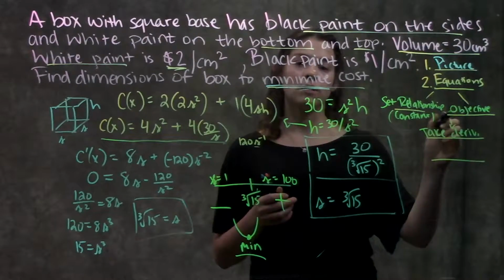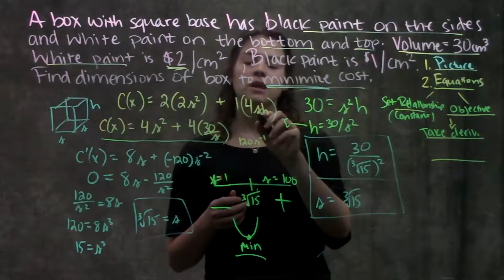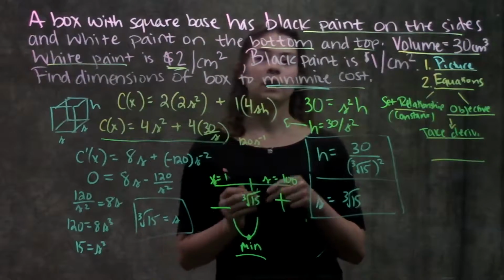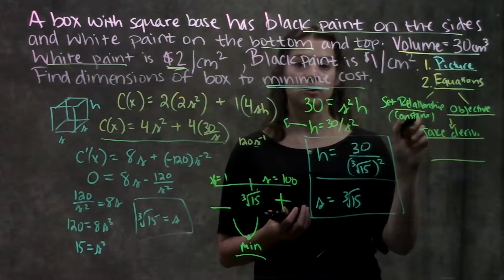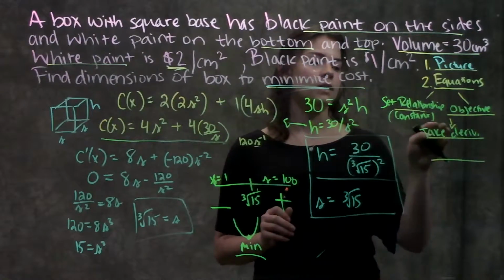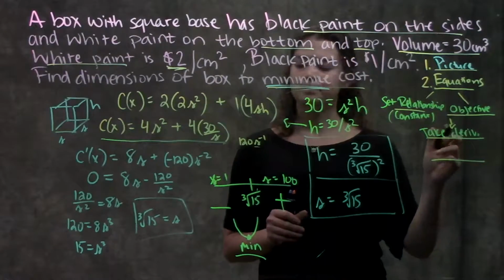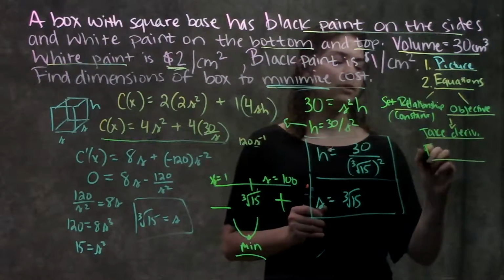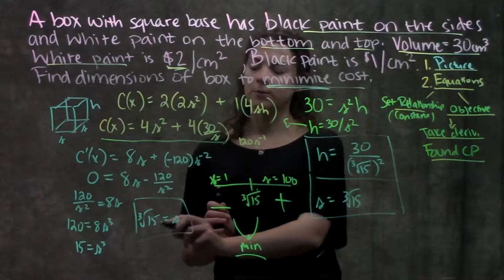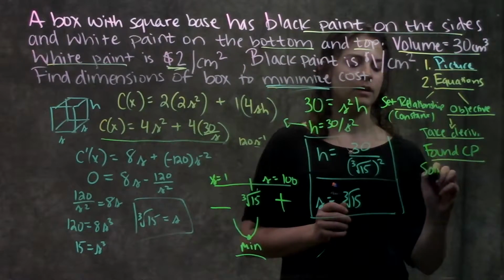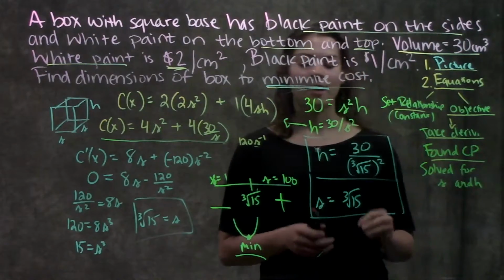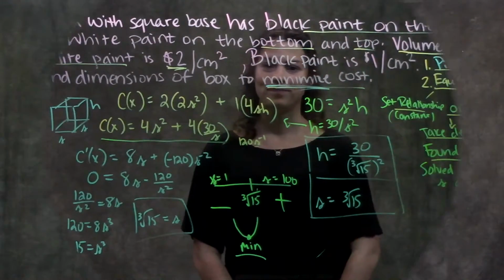But in order to take the derivative, we first needed to solve for one of our variables so we could get rid of it and have an equation in terms of only two variables. In order to do that, we needed our set relationship equation, or our constant equation. We solved for one of our variables, plugged it in, then we took the derivative of our objective equation, and we found the critical points, which is what we did when we set the derivative equal to 0. We solved for s, and then we solved for both of our variables, s and h. And we got these values.